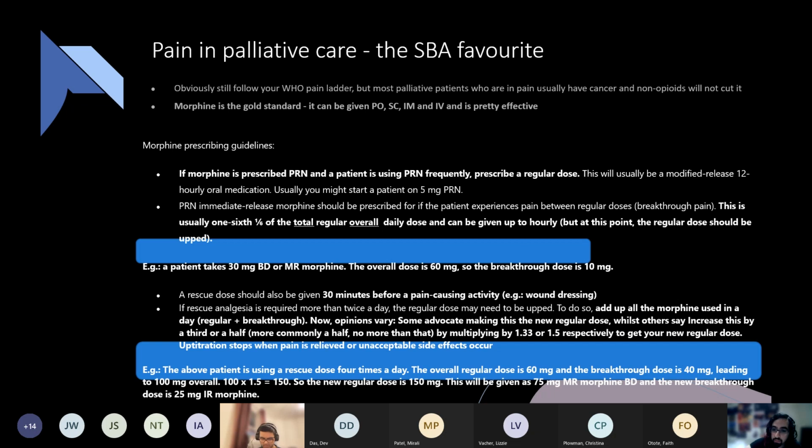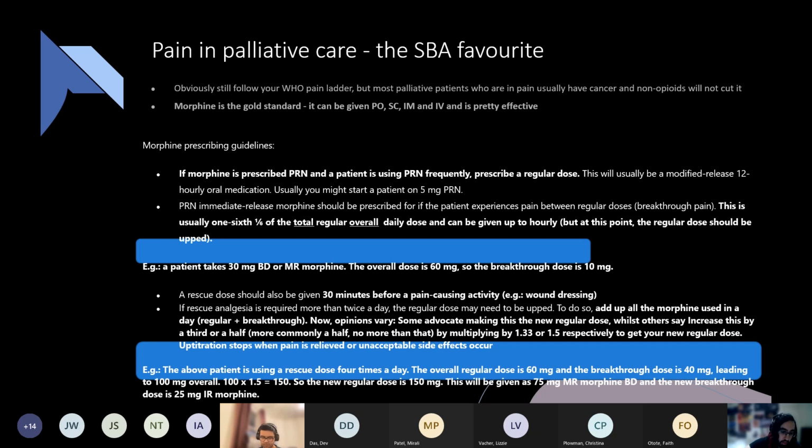In terms of other useful things to know, if you know that you're going to be doing something to the patient which hurts, like dressing their wound or moving them, give a breakthrough dose 30 minutes before. If they're requiring their rescue doses a lot, then we need to up the dose.